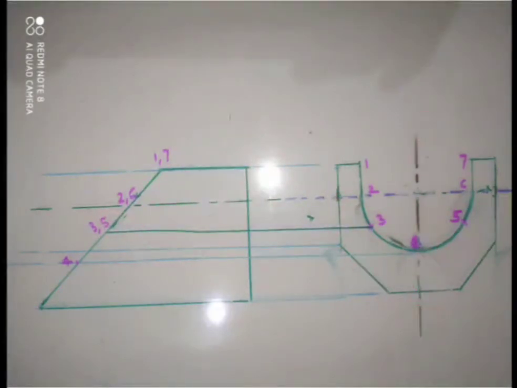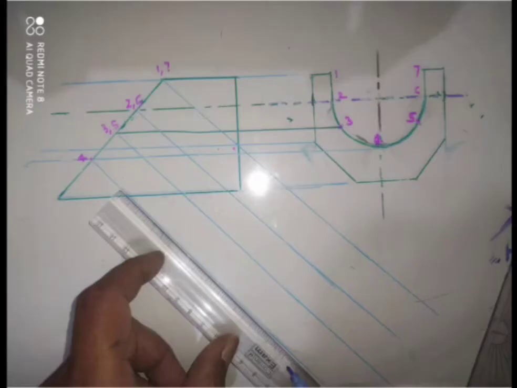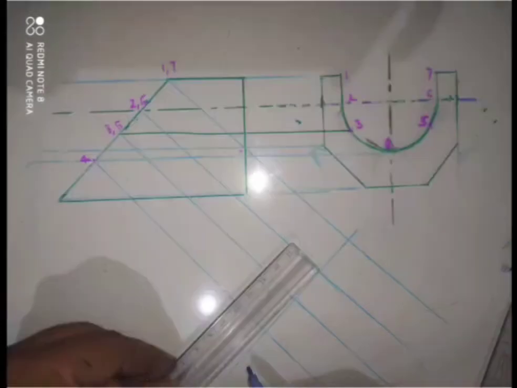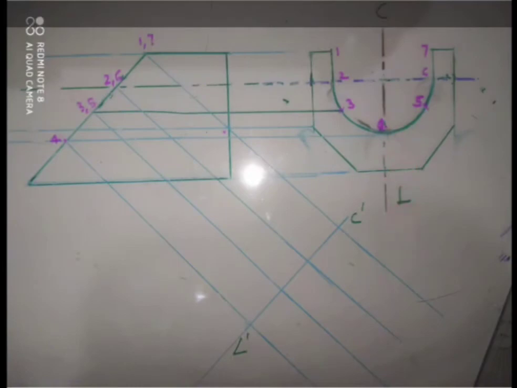Now this will be your CL line, and from each point I have drawn a 90 degree projector, that is the projection to the right side, from the east side. From each point I have drawn it. Next I have drawn the C dash L dash line here. This line is represented here, that is the inclined line. I have named this the CL and this the C dash L dash.